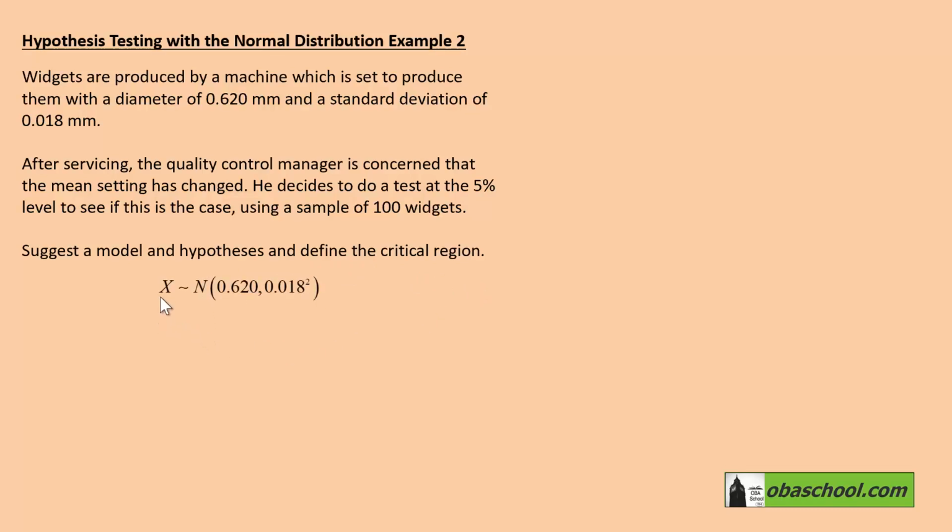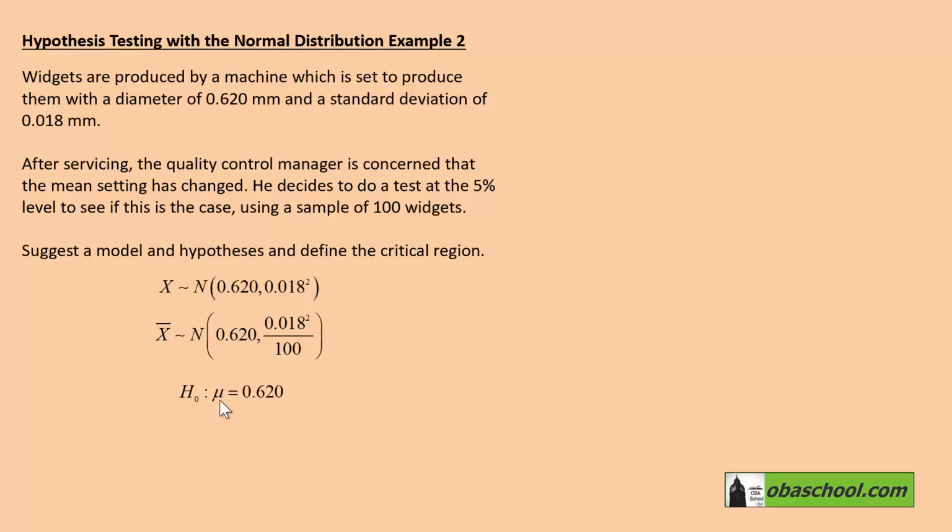So, we're going to have X as a normal distribution with 0.620 as the mean and 0.018 as the standard deviation. The means then, for a sample of 100, would have the same mean, but the variance is now 0.018 squared divided by 100, and therefore the standard deviation is 0.018 divided by 10.